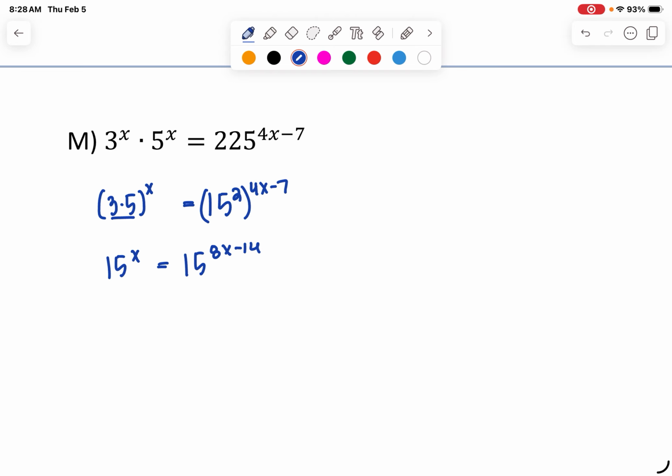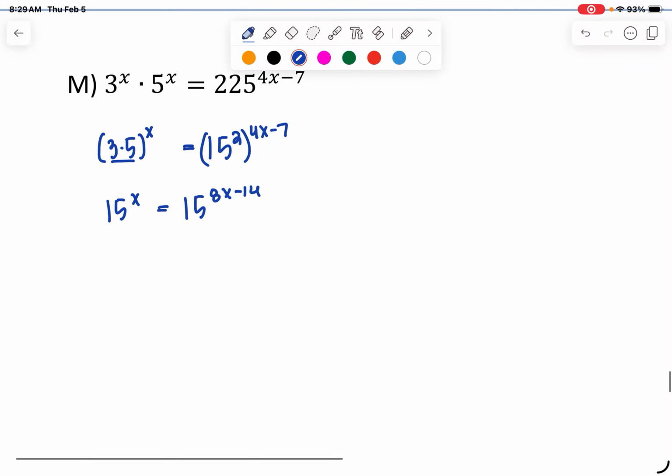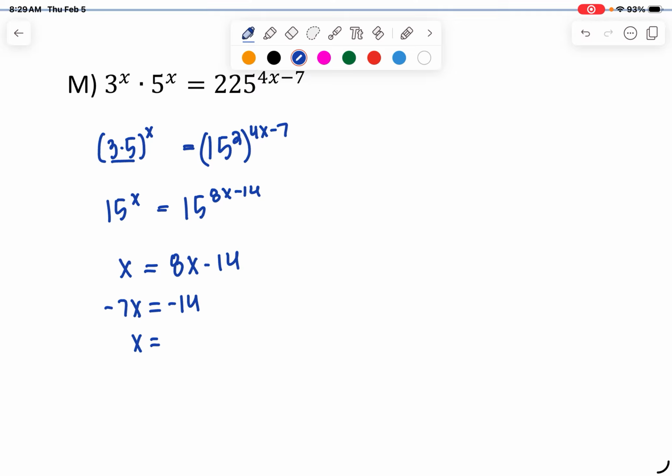Okay, so if you ever have the same exponent, you can use that same property. You can keep the exponent, and if this is being multiplied, you can multiply the bases and keep your exponent. There you go. That's a better way of saying it instead of being super complicated. All right, now you can set your exponents equal to each other. x equals 8x minus 14. Subtract 8x from both sides, you have negative 7x equals negative 14. Divide by negative 7, x equals 2. Voila.